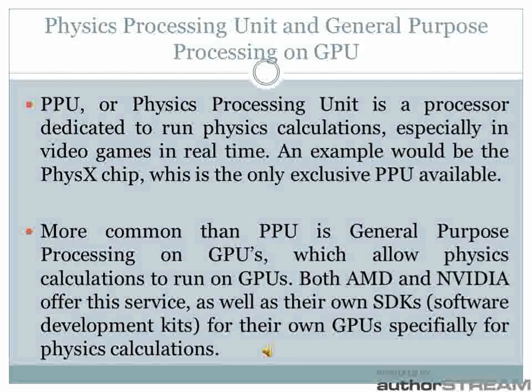An even more advanced version of it would be the PPU, which is the Physics Processing Unit, which is basically a chip that is dedicated only for physics calculations. That's not really common, and more commonly is the general purpose processing on GPU, which I mentioned, the graphics processor unit processing capabilities for physics calculations, which is still the same thing, but instead of having a completely separate or independent chip, it just takes the physics load off the CPU and puts it onto the graphical processor unit.